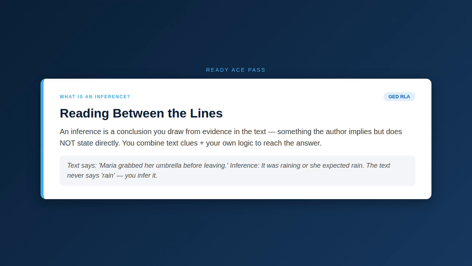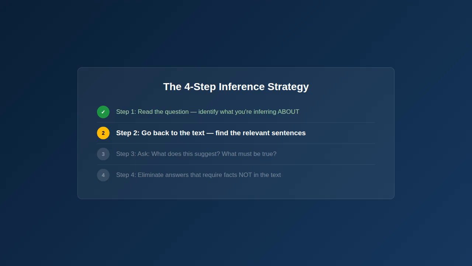The 4-step inference strategy. Step 1, read the question, identify what you're inferring about. Step 2, go back to the text, find the relevant sentences. Step 3, ask, what does this suggest? What must be true? Step 4, eliminate answers that require facts not in the text.